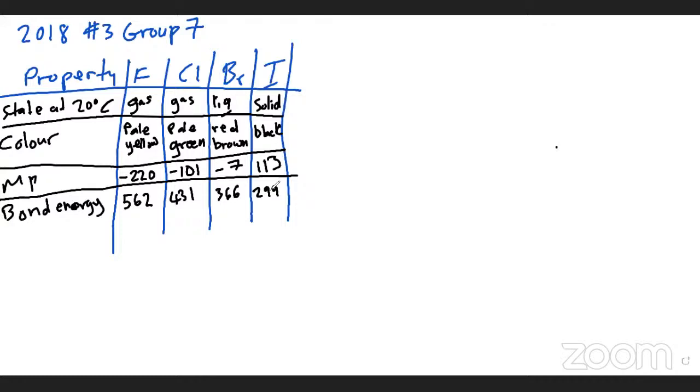Because fluorine is smaller, the attraction between the fluorine and the hydrogen is stronger. So that bond would be harder to break. Right? So the smaller the molecule, the harder that bond is going to be to break. So iodine is a very large molecule. The attraction that exists will not be as strong as in fluorine, which is a much smaller one.